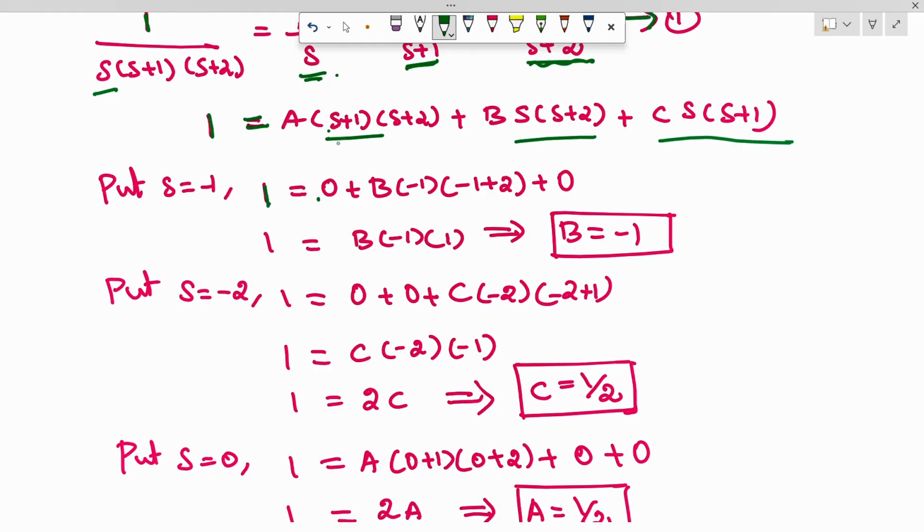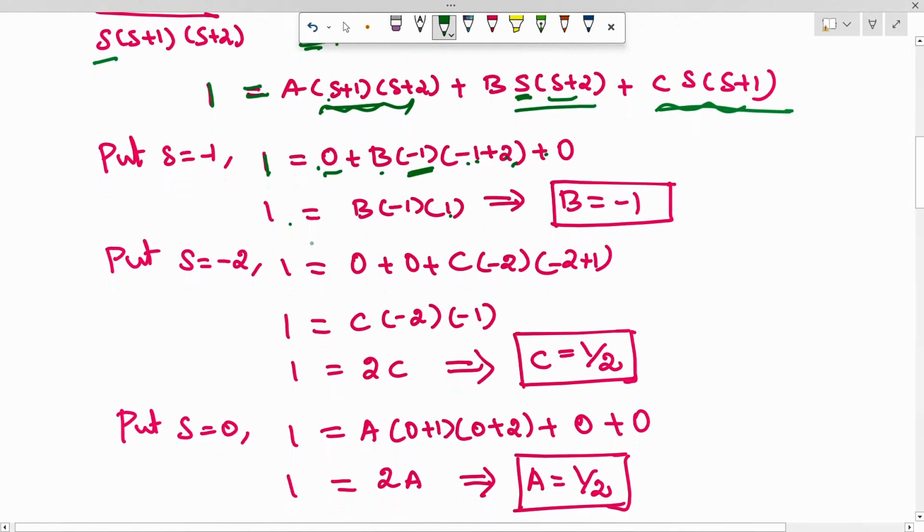1 is equal to the first term value 0, plus b into, what is s? Minus 1. Minus 1 plus 2, plus the last term value 0. Now simplify this. 1 equals b into minus 1 plus 2, which is 1. Therefore, b is equal to 1 is equal to minus b. Therefore, b is equal to minus 1. In a similar way, we can calculate the a and c values.